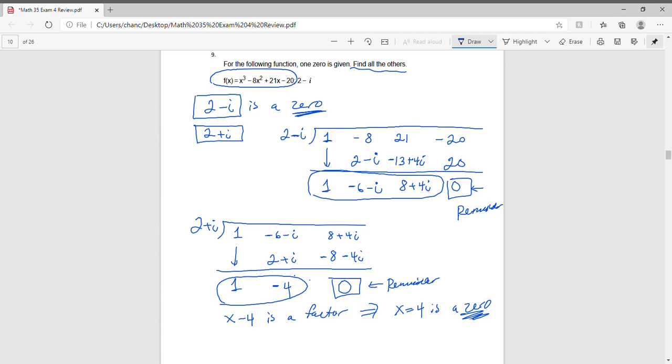So let's summarize. This implies that our zeros are 2 minus i. We got that from the problem. It's given that 2 minus i is a 0, and we know that the conjugate 2 plus i is also a 0. We use synthetic division twice to conclude that x minus 4 is a factor, and therefore 4 must also be a 0. So we have 3 zeros in this problem: 2 minus i, 2 plus i, and 4.